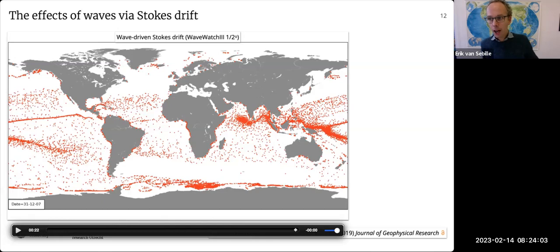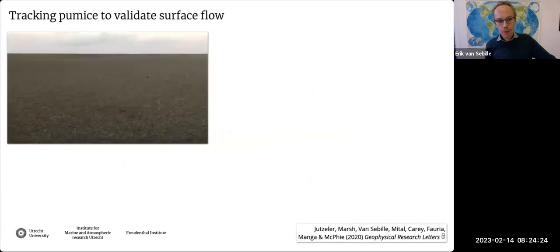So this was for kelp, and to use kelp as a proxy for plastic because of the DNA analysis, and also just because there's less kelp in the ocean, you can say more definitive things about how ocean currents actually transport material around. Another good example is pumice.